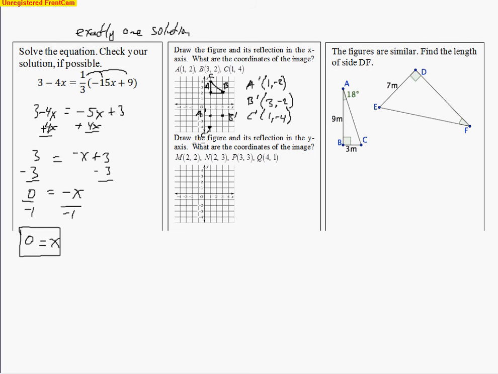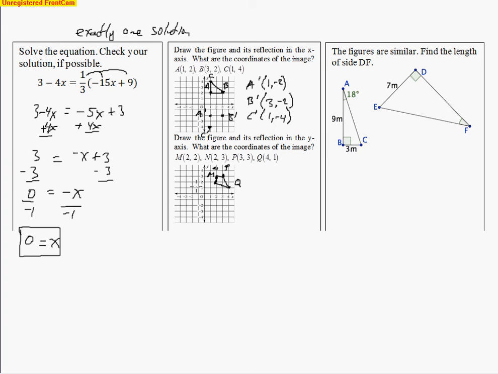On the next one, it says we got to reflect across the y-axis, so we plot the points over 2 up 2 for M, and then I've got to go over 2 up 3 spaces for N, and then over 3 up 3 for P, and then over 4 just up 1 space for Q. So it's a quadrilateral, kind of like a kite, similar to that, and I go ahead and reflect it across the y-axis. So the y-axis is going this way.